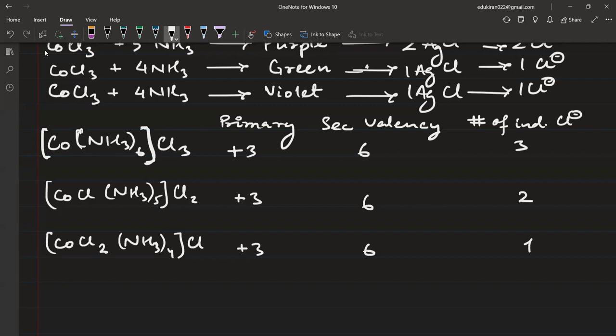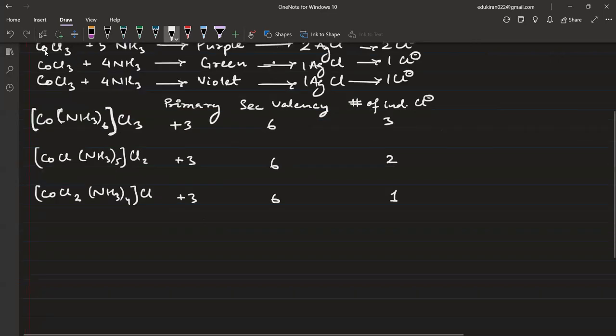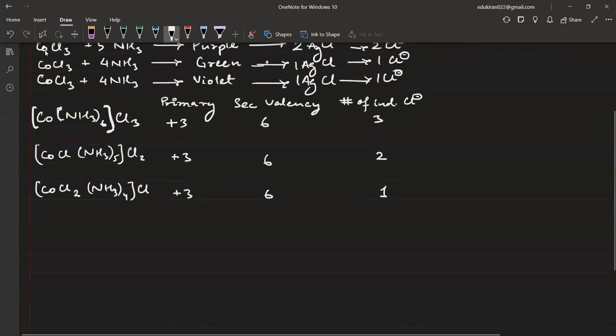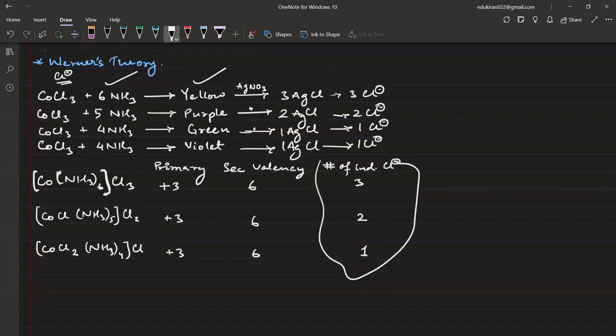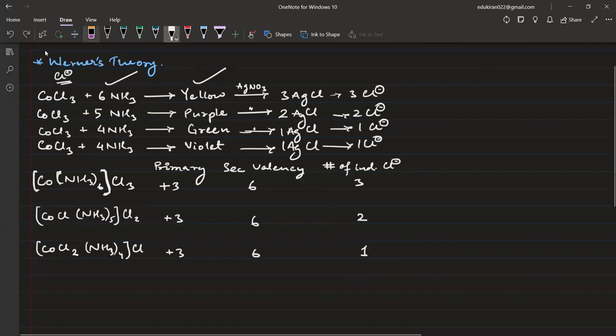Okay, all of you understood what Werner did, his experiment, his results, and the conclusion that he derived from that? Yes or no? Please tell me. Yes, guys, any doubt in this? See, this was his experiment. This was his result, and this number of independent chlorine was his conclusion, that it is going to have primary valency and secondary valency. These are his conclusions. All of you got this? Yes or no? Please tell me. Yes, sir.